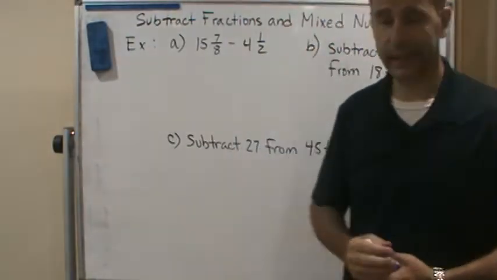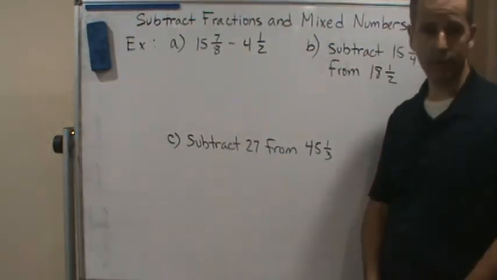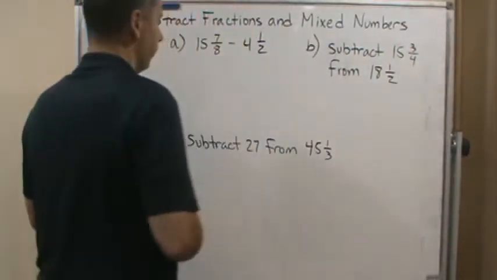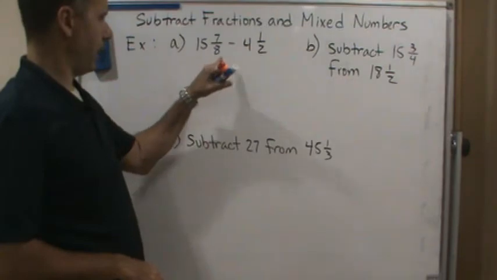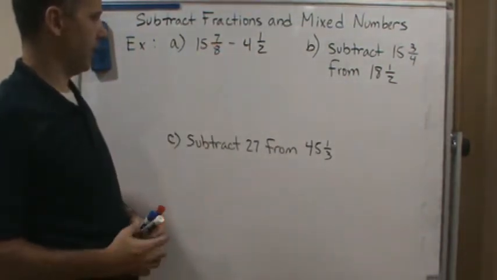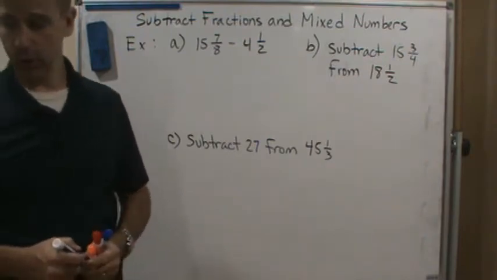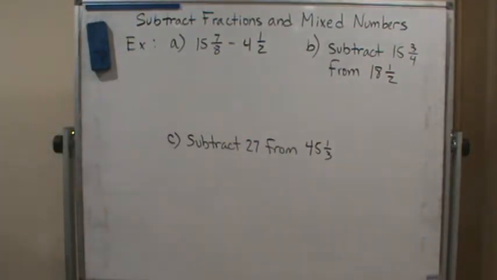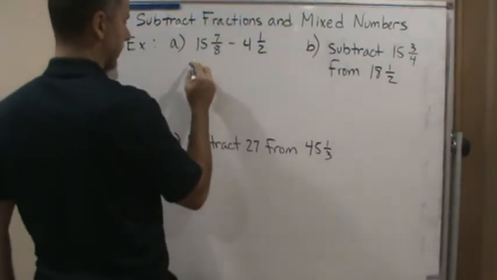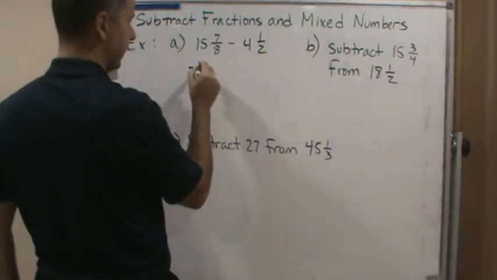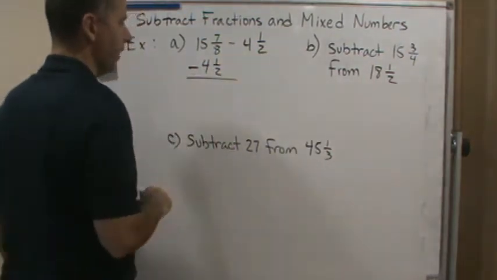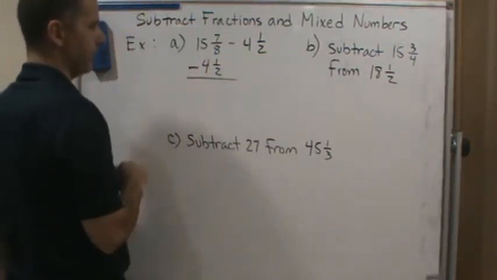Okay, welcome back, and in this video we're going to do some examples of subtracting mixed numbers. So in A, notice that we want to subtract 4 1/2 from 15 and 7/8. The first thing I'm going to do is set this up vertically. So if we set this up vertically, we see that we get 15 7/8 minus 4 1/2. And now I want the top number to be bigger than the bottom number.